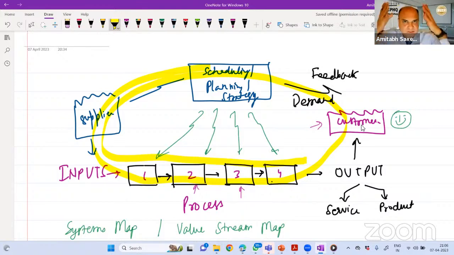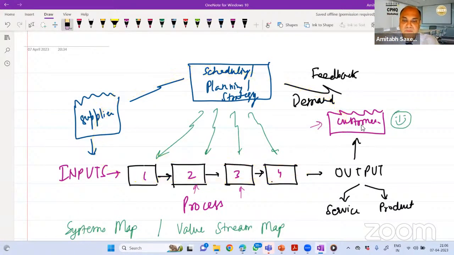It is not silo-based thinking. It is not, well, I belong to department 2 and let me focus only on department 2. No. I'm having systems thinking. I'm having a systems approach. And that is what you have to develop as a CPHQ professional.